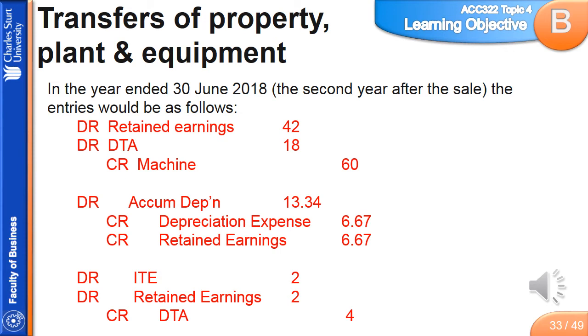So that's it for transfers of property, plant and equipment. I'd recommend looking at the tutorial questions, because there are more comprehensive ones in there that deal with 3 years or 4 years post transfer, and it's really important to look at them as well. And also what happens if there's a loss on transfer, which sometimes occurs, and there are slightly different adjustments that you need to make compared with this one for that scenario.